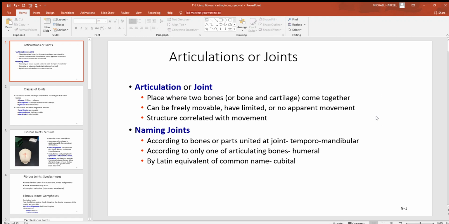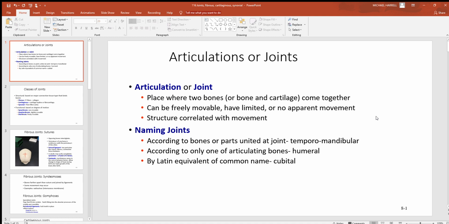Let's continue our bone discussion by looking at articulations. Now, articulations are joints or anywhere that two or more bones come together. Of course, there are many places in the body where that happens. These joints can be very different. Some of them are very freely movable. Some of them may have very little movement. Some may have no movement at all. The structure that you'll find there is based on what kind of movement you're going to get.